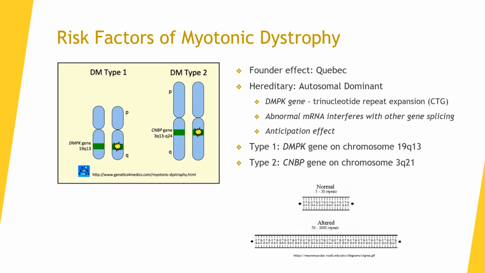This genetic contribution to myotonic dystrophy is known to worsen over generations, which is known as the anticipation effect. Type 1 myotonic dystrophy is with the DMPK gene on chromosome 19 on the arm Q13 locus, and type 2 involves CNBP gene mutation on chromosome 3 on the arm Q21.